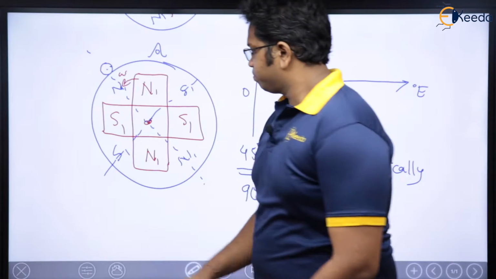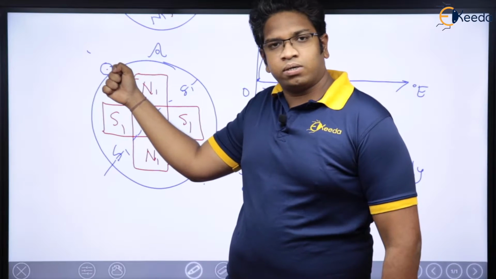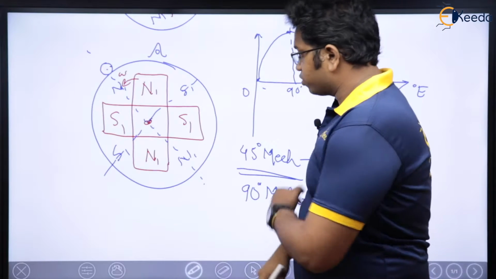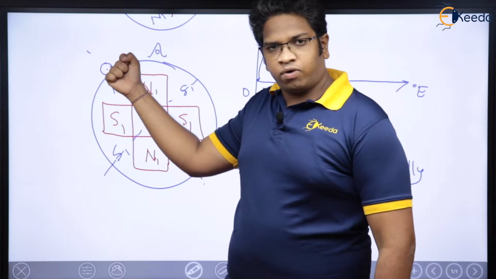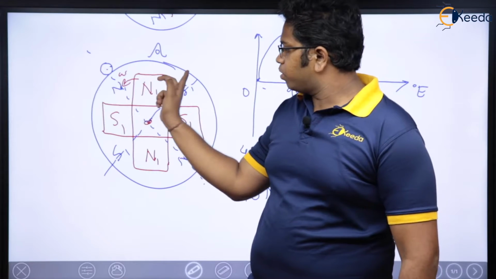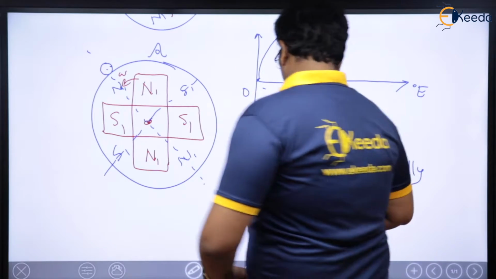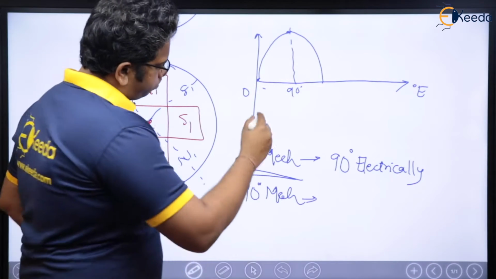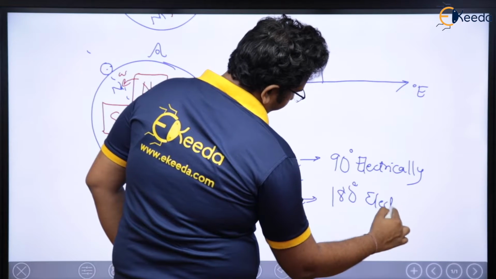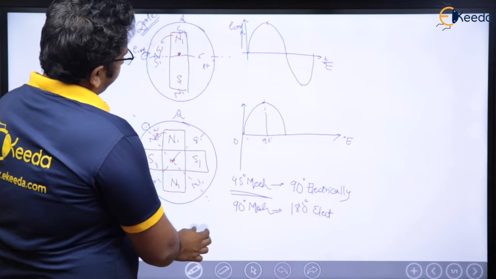See here, as of now 0. After 45 degrees, positive maximum. After again 45 degrees, which means total 90 degrees of rotation: 0, 45 degrees, 90 degrees. After 90 degrees, what is going to happen? The interpolar axis will come here, which means it is going to be again 0. So 90 degrees mechanical will cause me 180 degrees electrical, right? Now see here, just compare, see what has happened here.